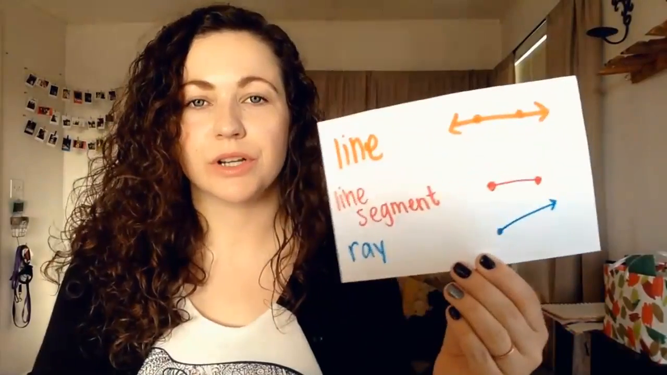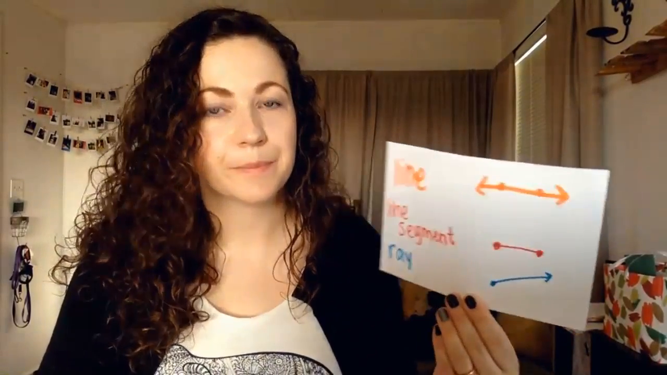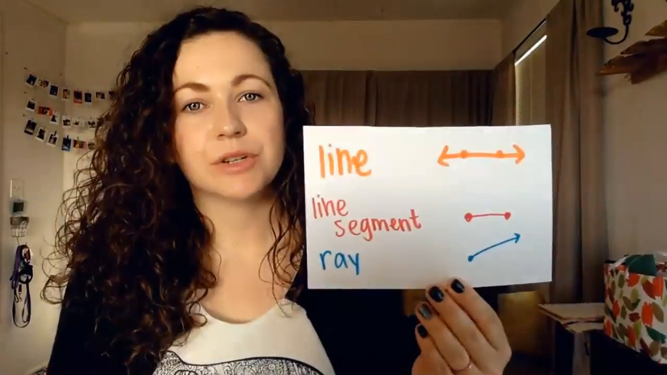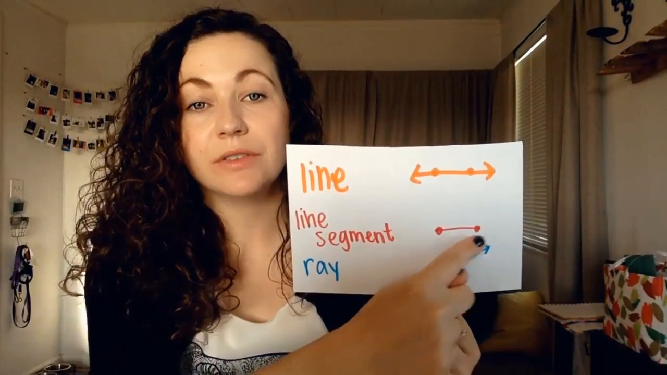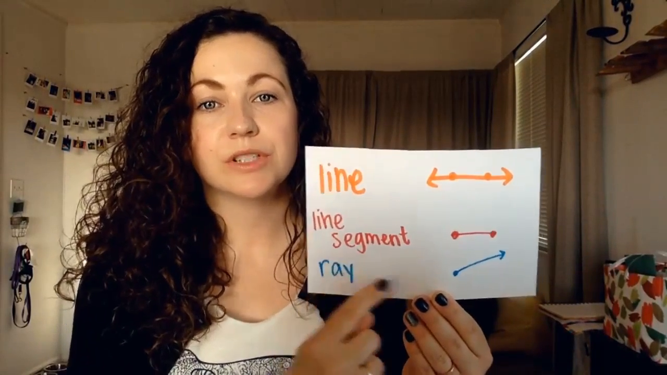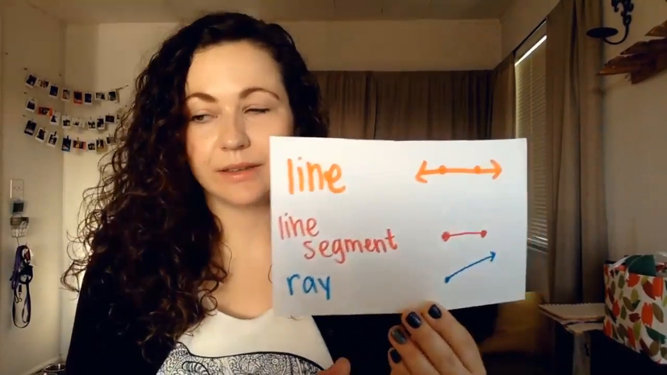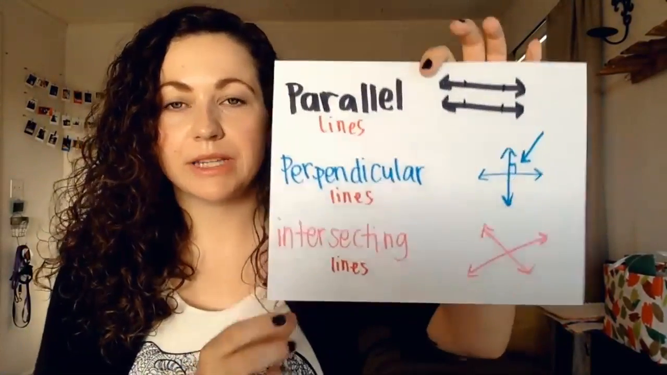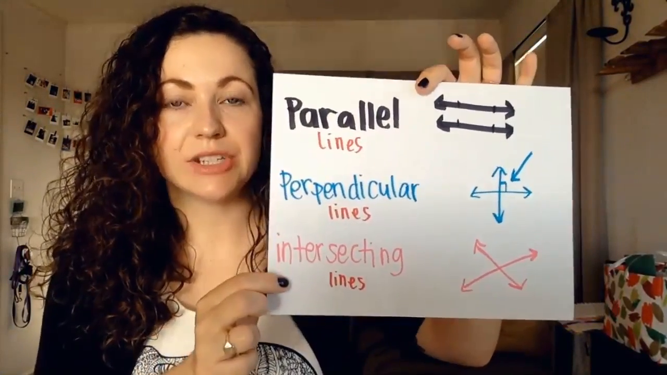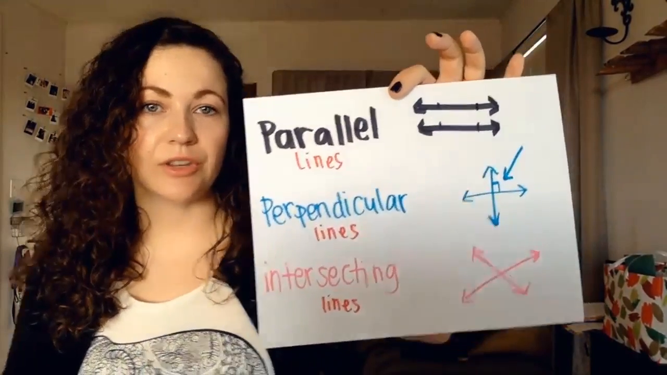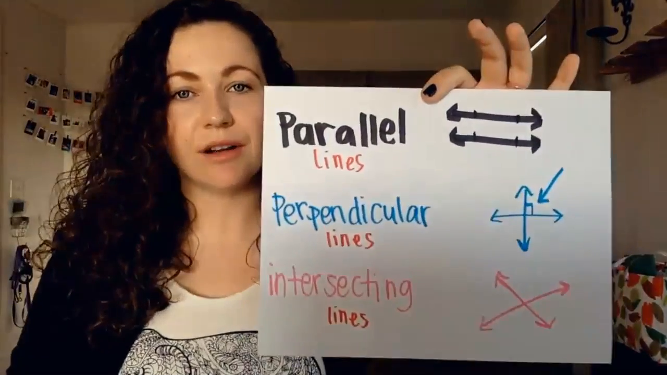So yesterday we learned a couple new words. We learned about a line. We learned about a line segment, which is part of a line. We learned about a ray, which has a point and then one side keeps going. Today I want to teach you about parallel lines, perpendicular lines, and intersecting lines. So take a moment, look at those, and what do you see the differences are and the similarities?